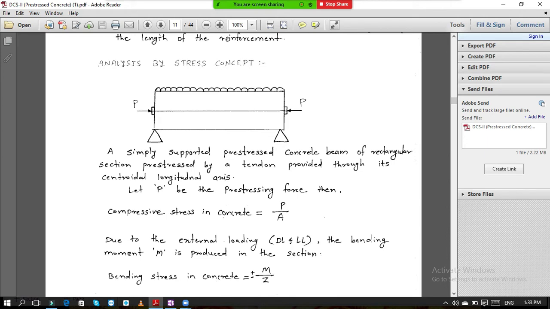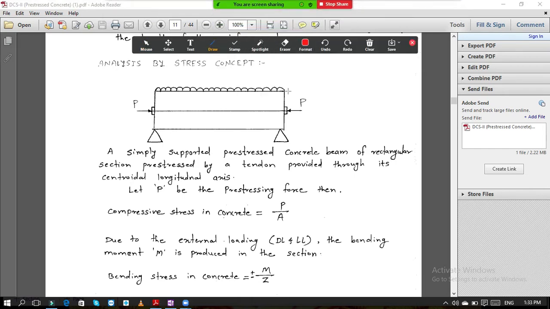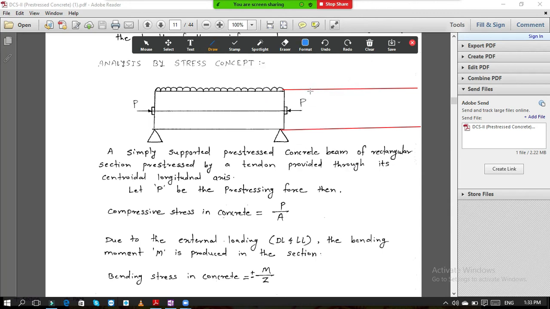Just now for dead load, we have calculated the diagram. So again I will project this. Here we will draw the diagram, so it will be easy for you to understand. First of all I will draw this direct stress diagram. This is our direct stress diagram. It is positive. This is P by A at top, P by A at bottom. This is our direct stress.